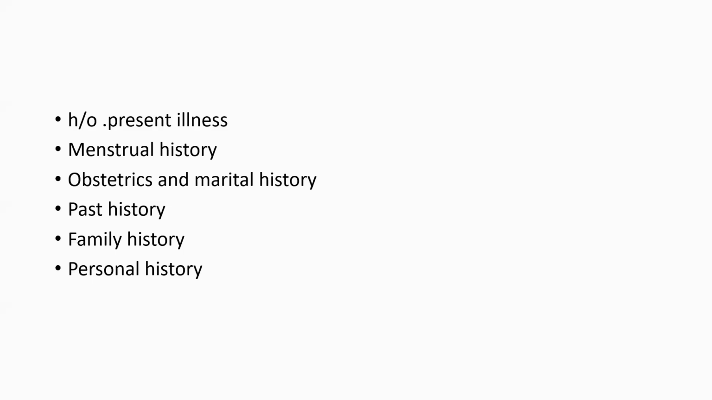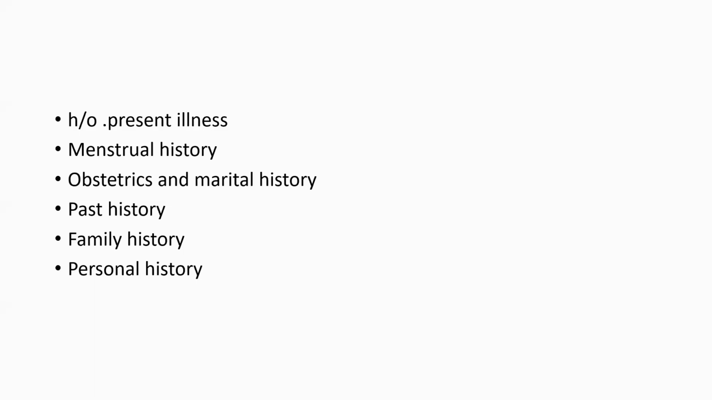45 to 55. In the Indian population, it is around 45. Okay, 45 to 50 is okay. Anybody who bleeds after 50 years of age, you should always evaluate. What are we evaluating for? We are looking for endometrial hyperplasia, or an even worse situation, endometrial carcinoma. Okay, then obstetric and marital history.